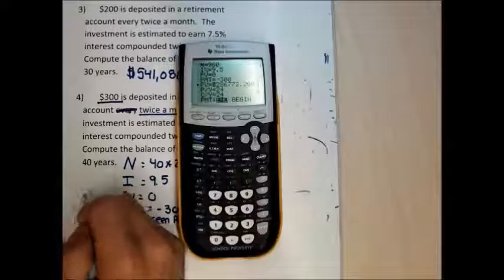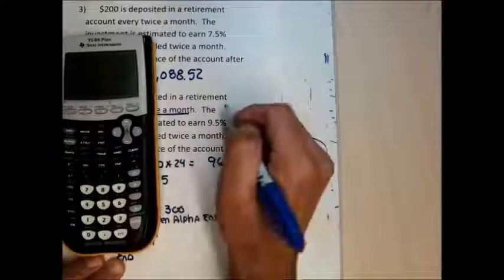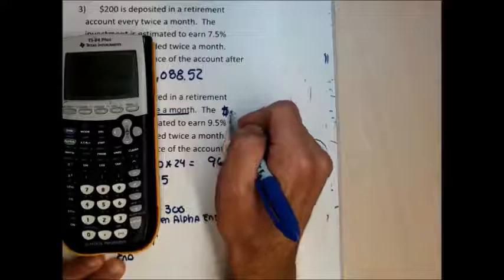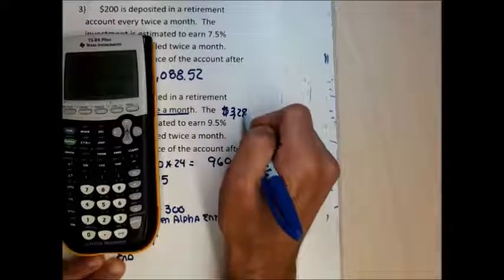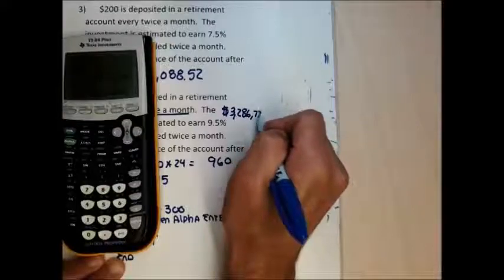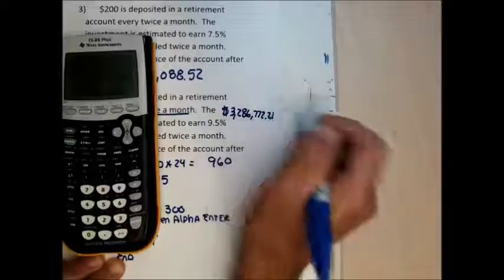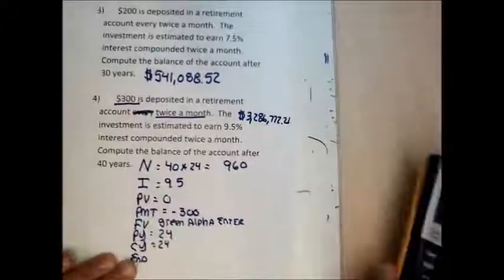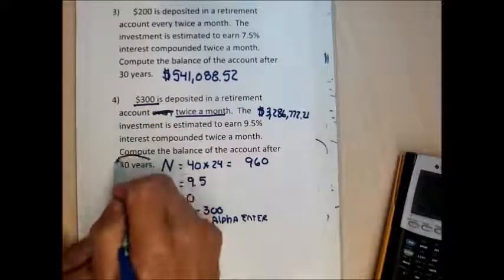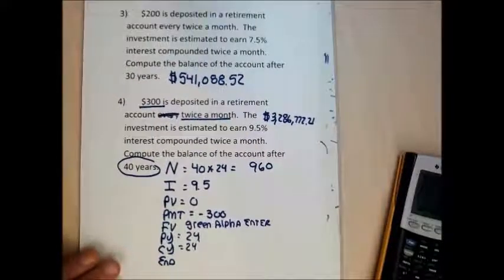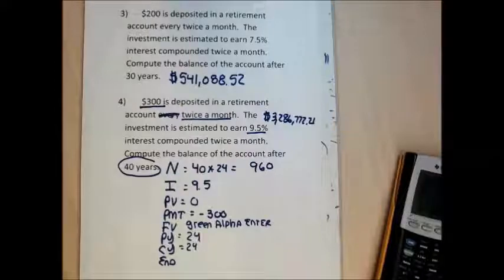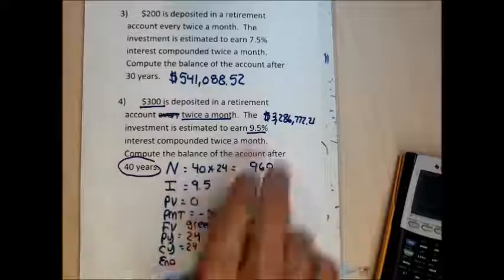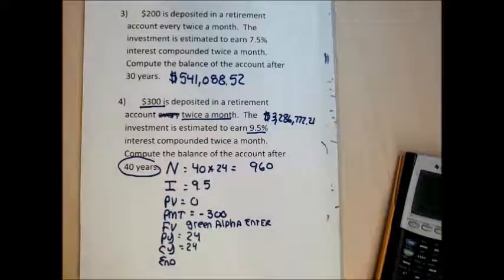And for my problem, if I did this right, I come up with $3,286,772.21. The big deal here, 40 years is a great amount of time. That made the values get really big, but this 9.5% was almost equally impactful in terms of the $3 million that it grew to in the future.